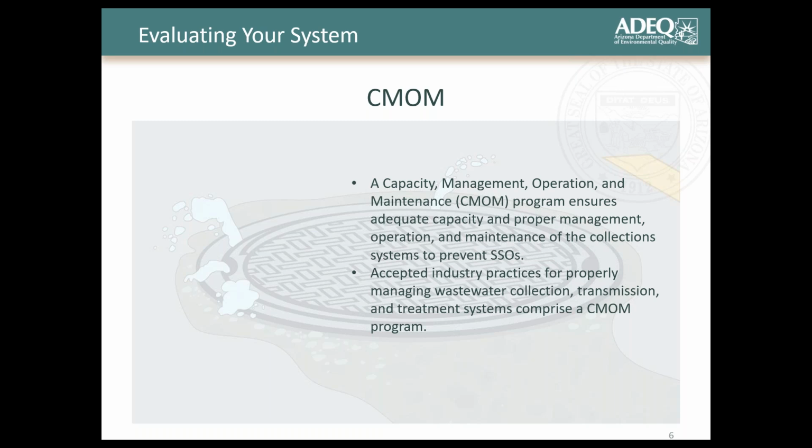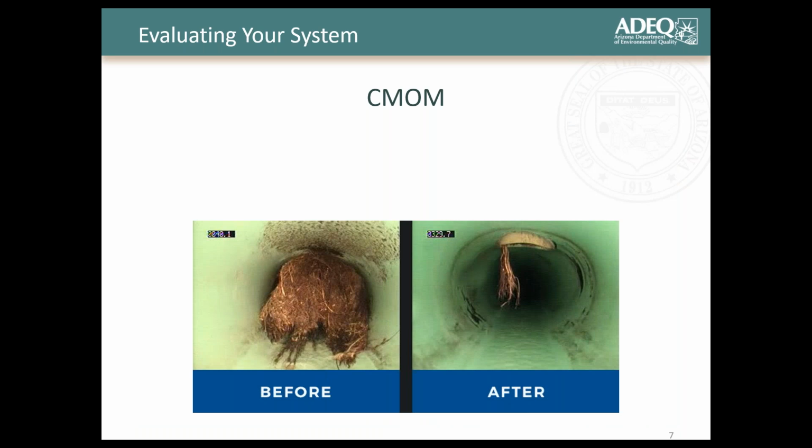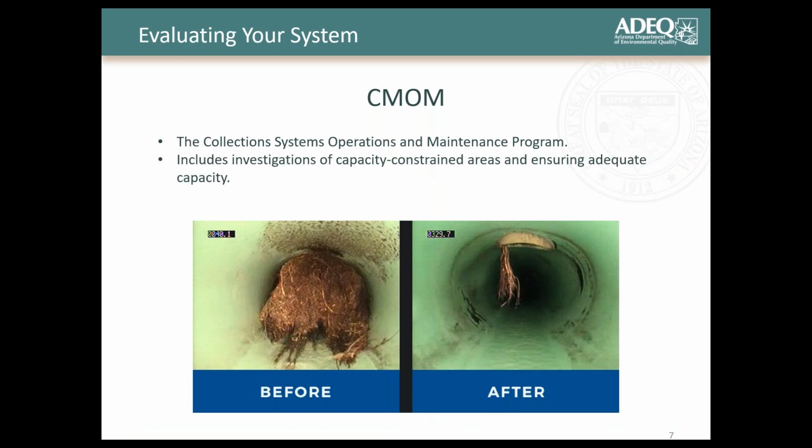CMOMs usually use a lot of the accepted industry practices for managing your system. This includes the transmission and treatment systems. They all comprise a CMOM program. So the collection systems and operations maintenance program includes investigations of capacity constrained areas and ensuring adequate capacity, right? So the CMOM program is kind of why we do a lot of what we do.